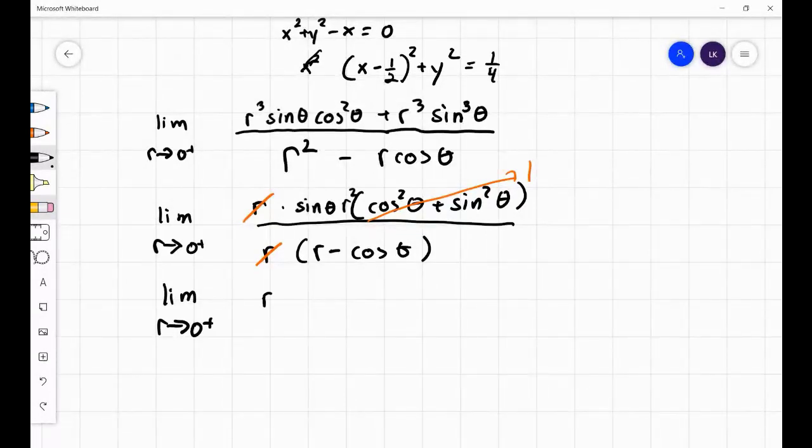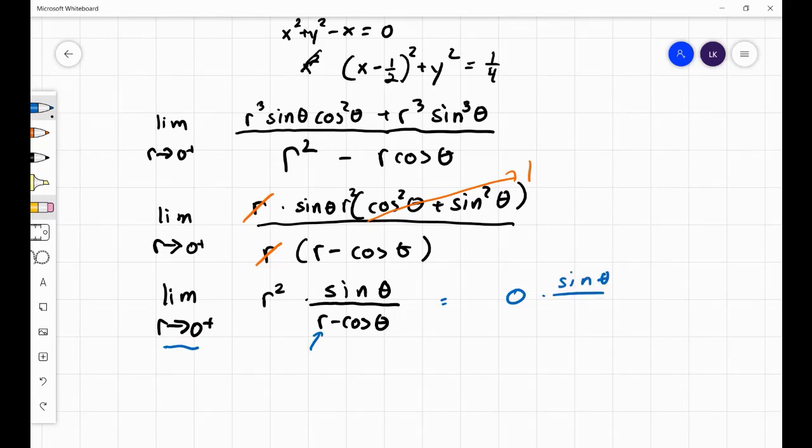Okay, so we get, I'm going to write this as r squared times sine of theta, r minus cosine of theta. Now the mistake that some people would make is that, okay, r is going to 0, so this factor is going to 0, right? And this r is going to 0 as well, so you have 0 times some function of theta at the limit, but it doesn't matter what theta is, right? Because 0 times something is 0.